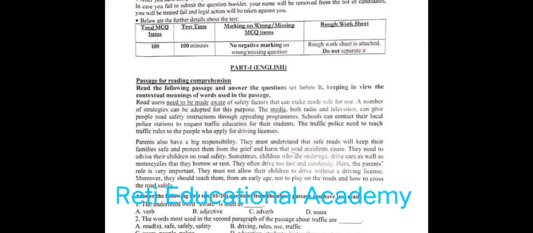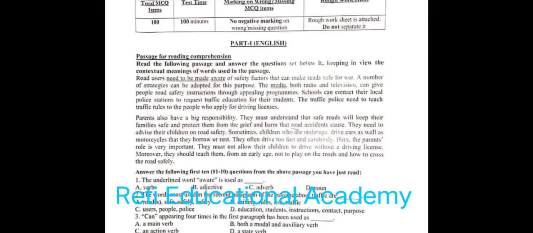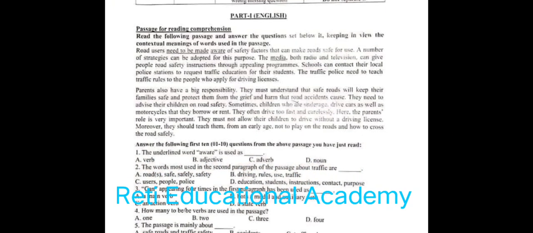used in the passage. Road users need to be made aware of safety factors that can make roads safe for use. A number of strategies can be adopted for this purpose. The media, both radio and television, can give people road safety instructions through appealing programs. Schools can contact their local police stations to request traffic education for their students. The traffic police need to teach traffic rules to the people who apply for driving license. Parents also have a big responsibility.